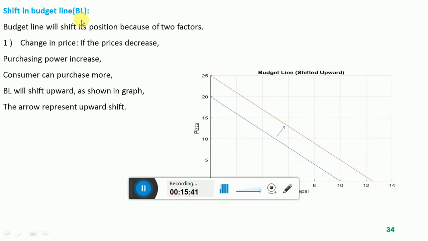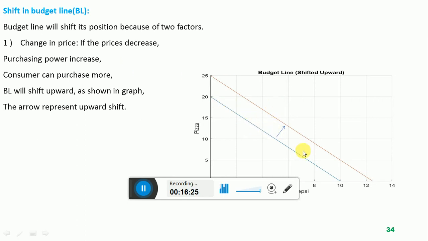Shift in the budget line. In this section we are going to learn how the budget line changes its position. The budget line changes its position because of two factors. The first one is change in price. If the prices of goods and services change, definitely the purchasing power of the consumer will change and the budget line will change its position. Suppose the prices decrease. When price is low, the consumer can purchase more, the budget line extreme points will increase, and when extreme points increase, the budget line will shift upward.